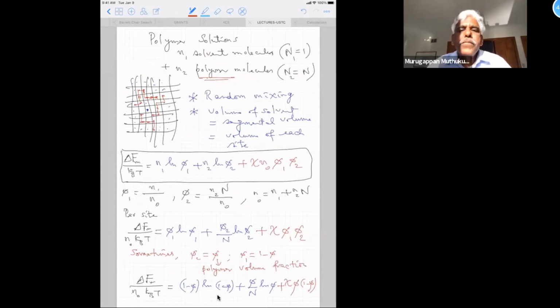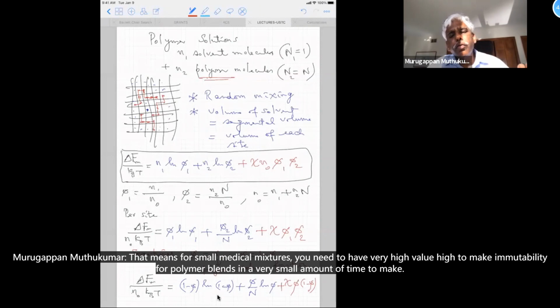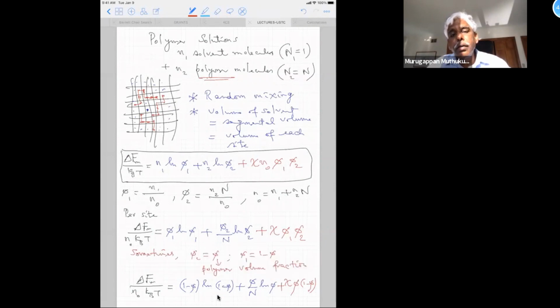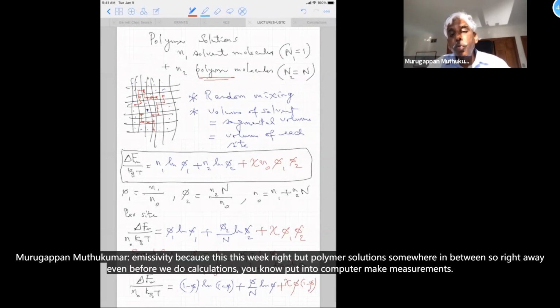All right. That means for small molecular mixtures, you need a very high value of chi to make immiscibility. For polymer blends, you need a very small amount of chi to make immiscibility because this term is weak. Right? For polymer solutions, somewhere in between.